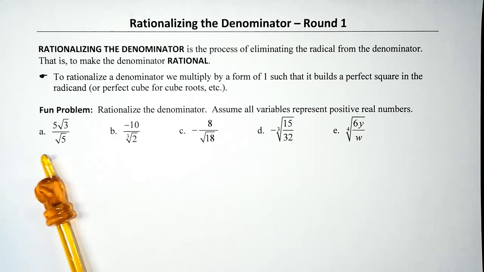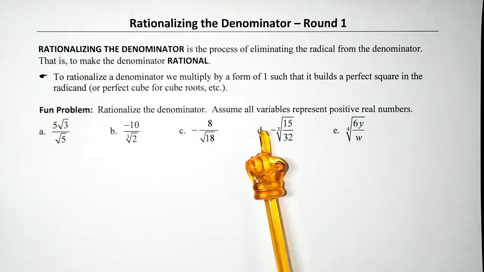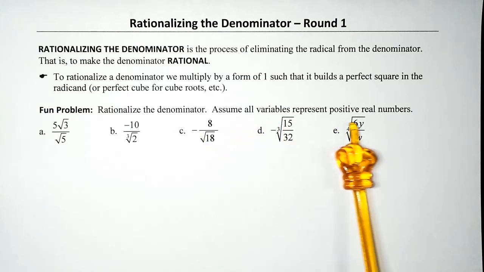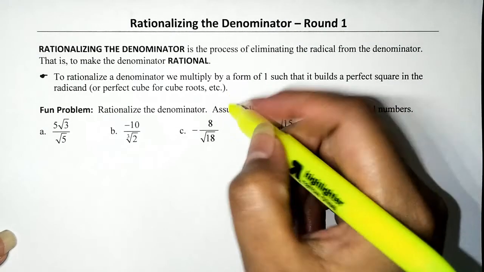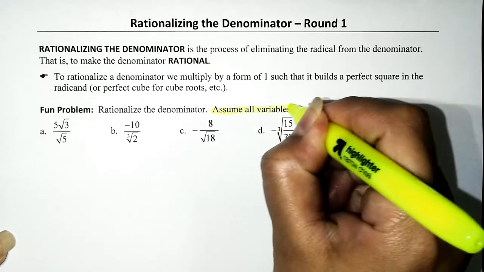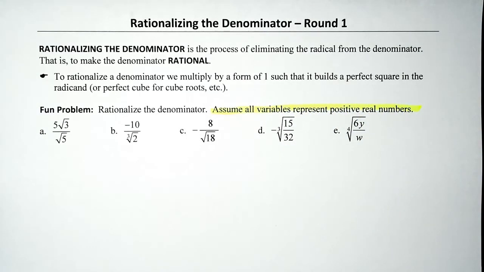With problem A, it says rationalize the denominator, whatever that means, and then my favorite disclaimer: assume all variables represent positive real numbers. This is my favorite disclaimer because when we are told that a variable represents a positive real number, we don't have to worry about tossing in an absolute value to ensure that the radicand is positive when the index is even. Okay, I've said too much because I'm an overachiever.